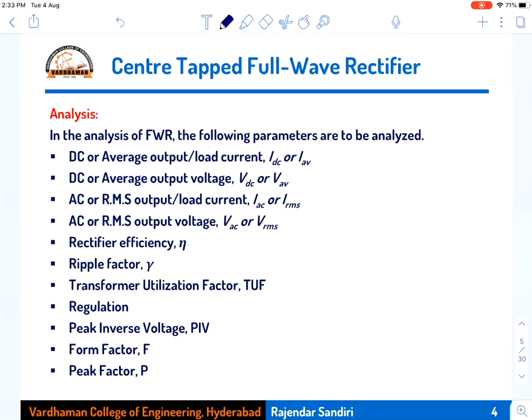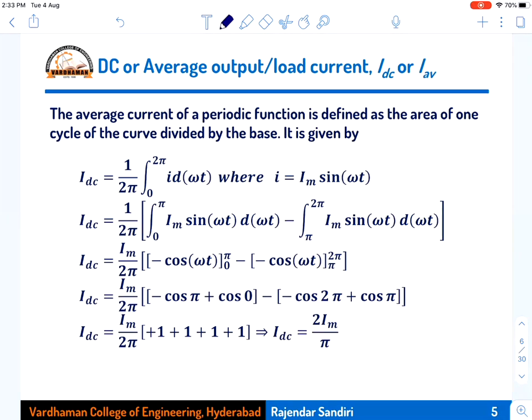Now we will see the 11 characteristic parameters for the full wave rectifier, like what we have seen for the half wave rectifier. The same parameters we saw for the half wave rectifier, now we will see for the full wave rectifier. Okay, so first we'll start with the IDC, or I average. So what is the definition of this one?